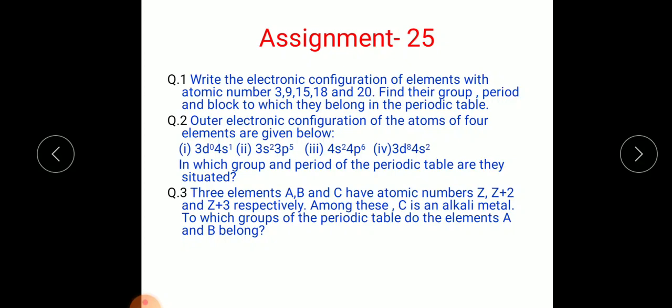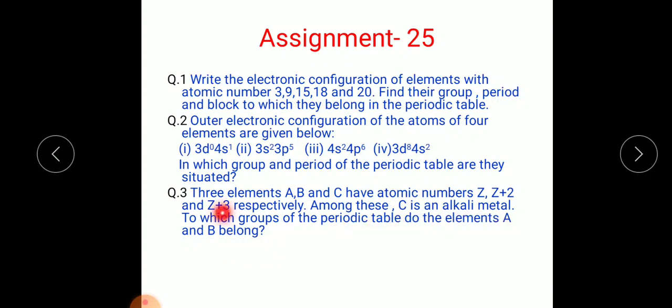And question number 3, we have 3 elements A, B and C with atomic numbers Z, Z plus 2 and Z plus 3. So this is an assumption. A has atomic number Z, B has Z plus 2 and C has Z plus 3. Now among these, C is an alkali metal. That means it has 1 electron in the outermost shell. To which groups of the periodic table do the elements A and B belong?